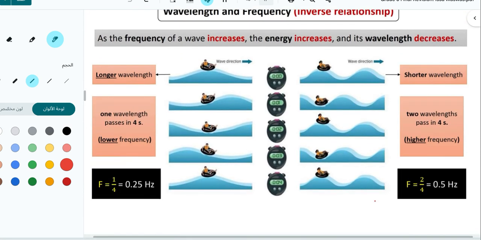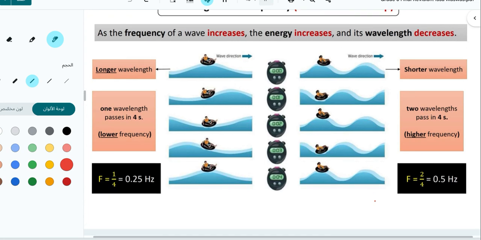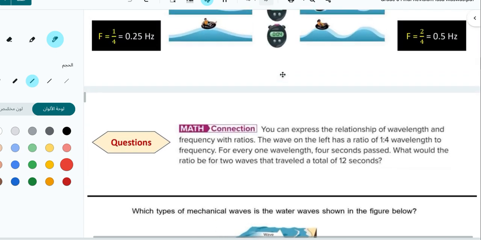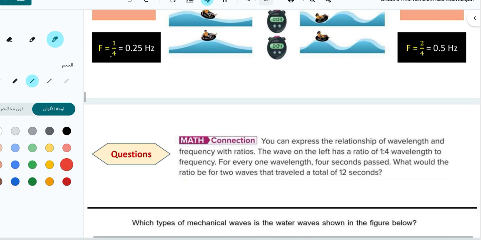So wavelength and frequency, this is more practice you can do here. Let's get to some questions. You can express the relationship of wavelength and frequency with ratios. The wave on the left has a ratio of 1 to 4. Remember, ratios are similar to fractions. For every 1 wavelength, 4 seconds pass. What would the ratio be for 2 waves that travel in 12 seconds?